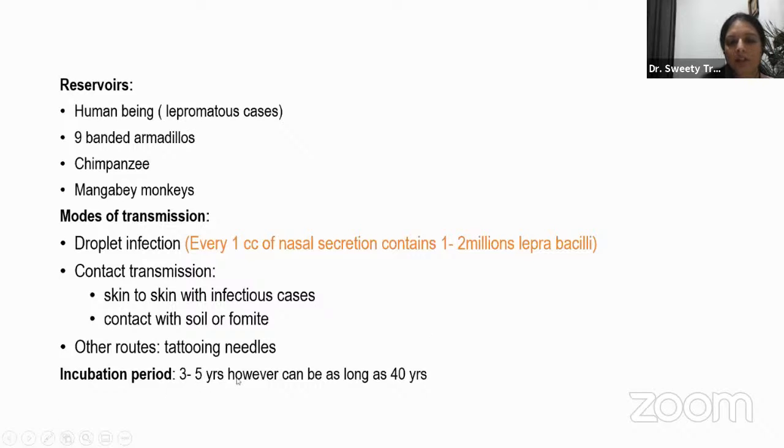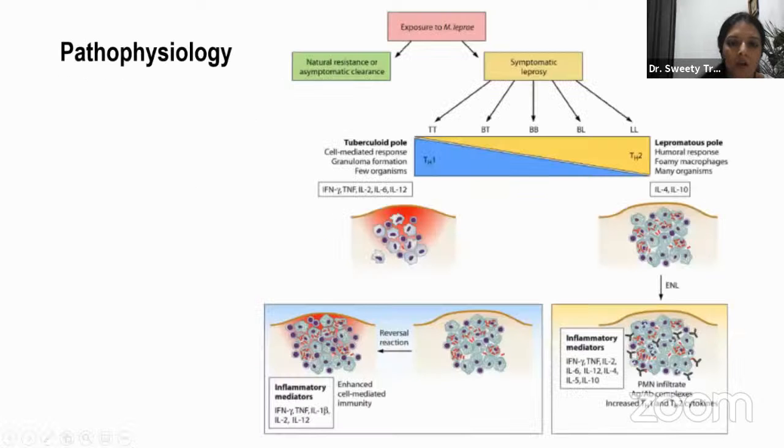Incubation period is around 3 to 5 years, but it can be as long as 40 years. Males are more commonly affected. If you are seeing more patients and more children with leprosy infections, then it means that the disease is not contained very well, the stage of WHO elimination targets has not been achieved, and the disease is more transmitted.